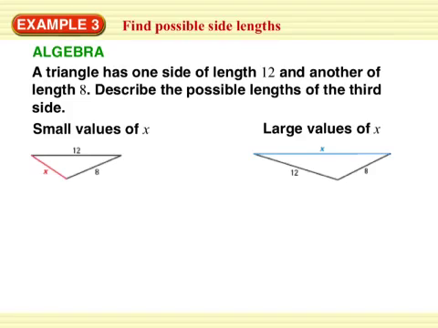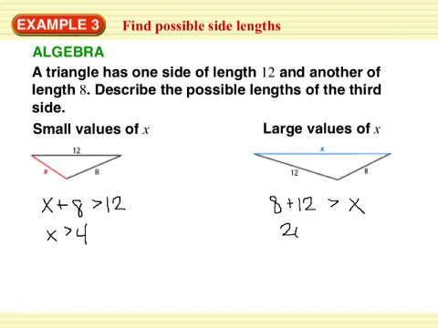Okay, here we know that x plus 8 is going to be bigger than 12. So if I solve this, x is greater than 4. Those are the small values. Okay, we also know that 8 plus 12 is bigger than x. So 20 is bigger than x, or x is smaller than 20.